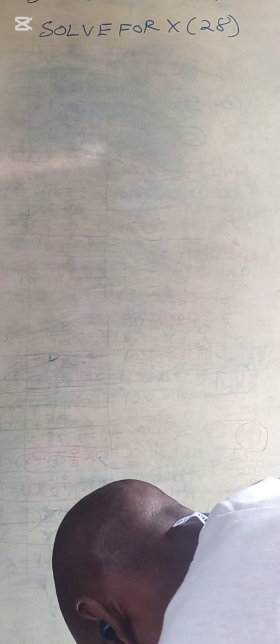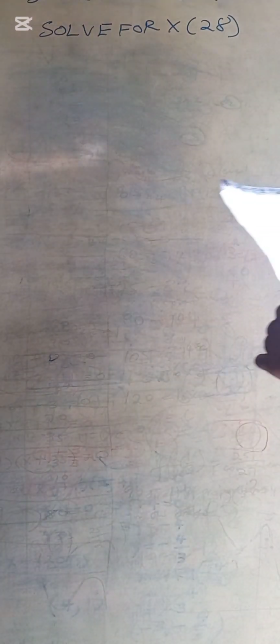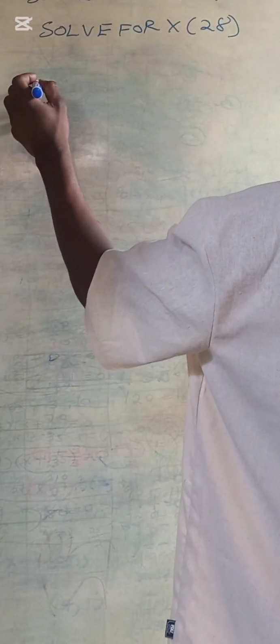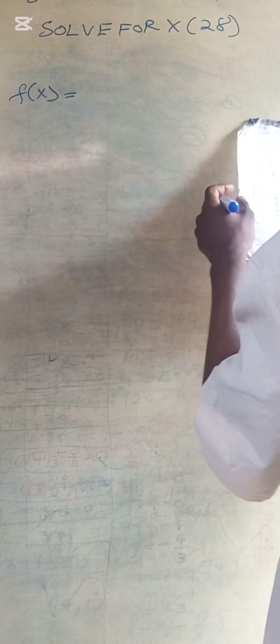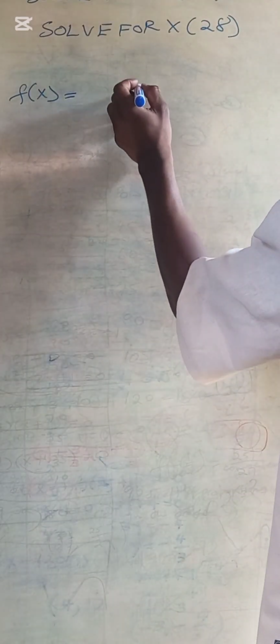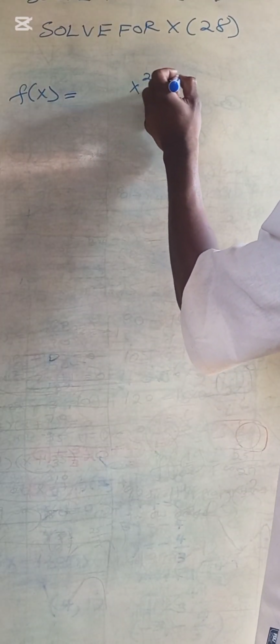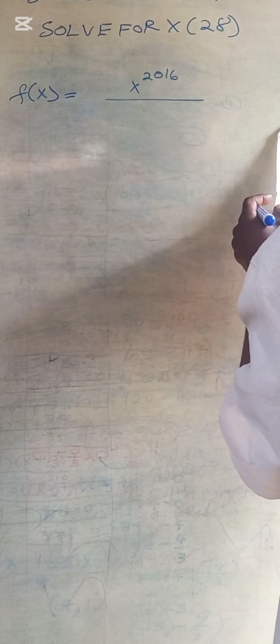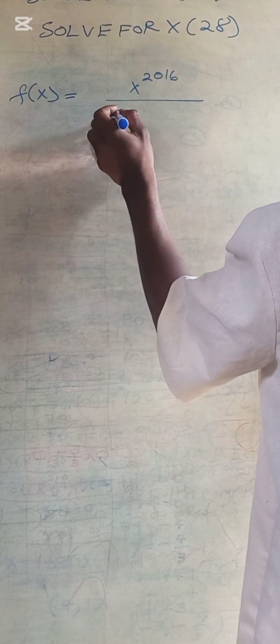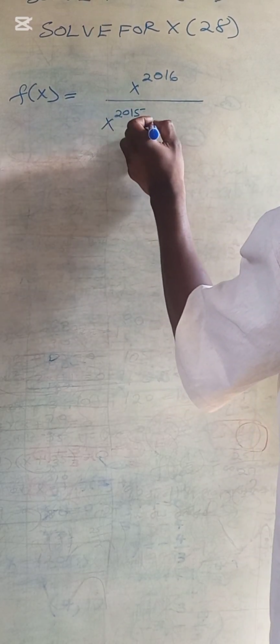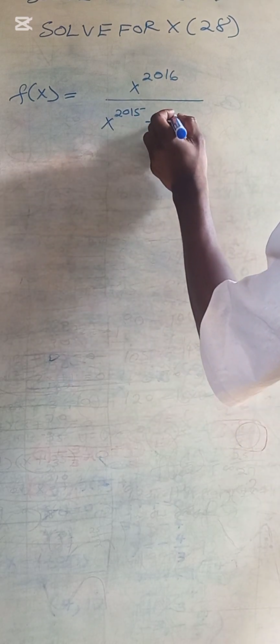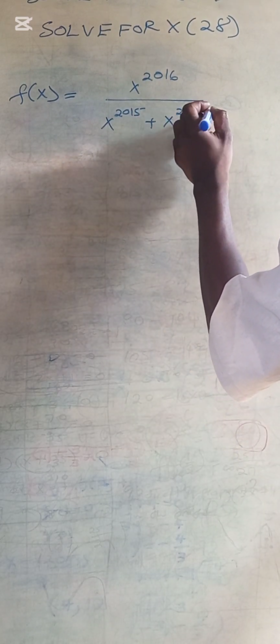The last question. Given f as a function of x is equal to the square root of x to the exponent 2016, x to the exponent 2015 plus x to the exponent 2012.